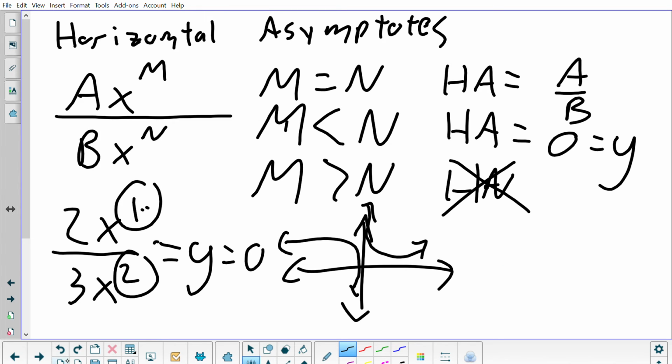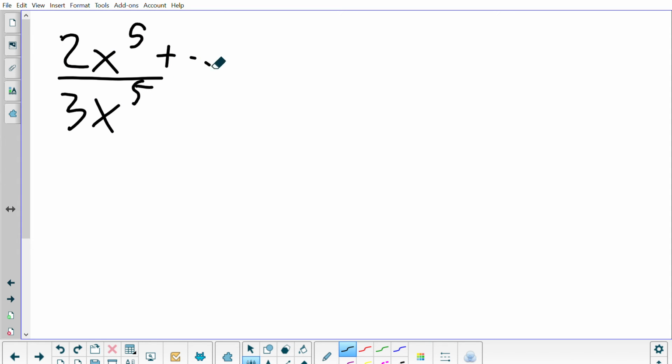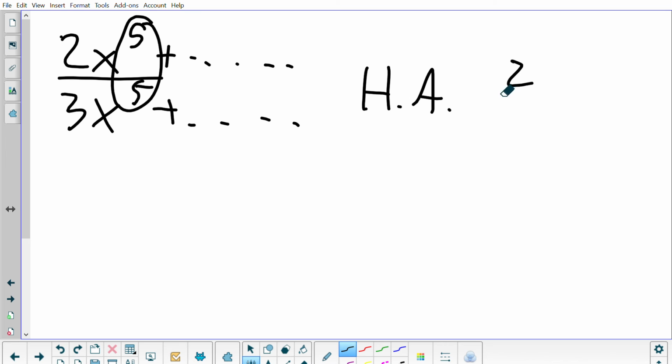Then for another example, let's say I have 2x to the 5th over 3x to the 5th. It doesn't matter what we're adding to it after that. All we care about is this leading exponent. So they're the same. So that means that our horizontal asymptote is 2/3 because of these numbers in front.